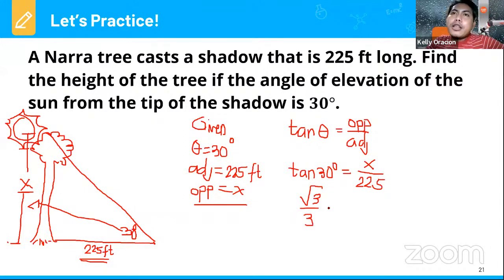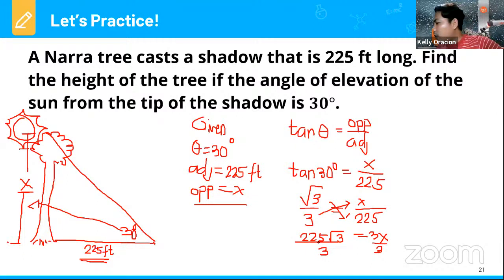Okay. Is equal to x over 225. Now, cross multiply tayo. That's 225 square root of 3 is equal to 3x. And divide both sides by 3. Okay, so 225 divided by 3. The answer now, the height of the tree, is 75 square root of 3 feet.